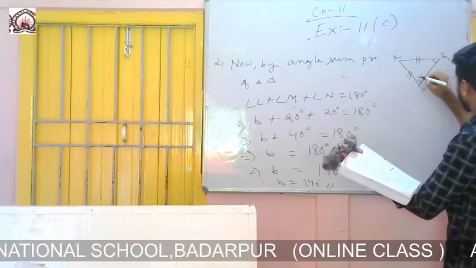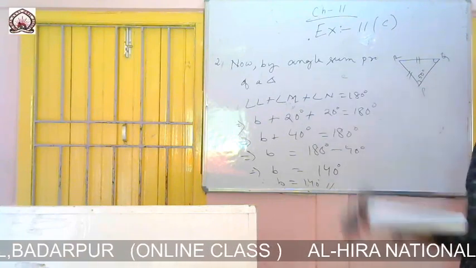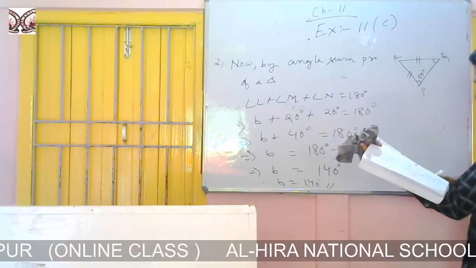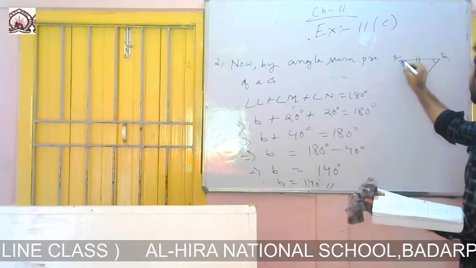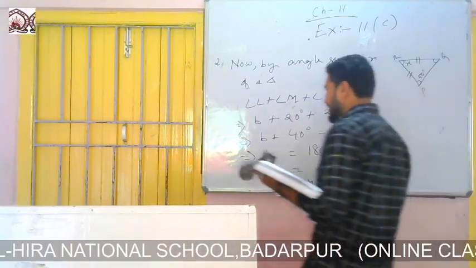The measure of angle P is given as 50 degree. Now we have to find angle X. So it's very easy.